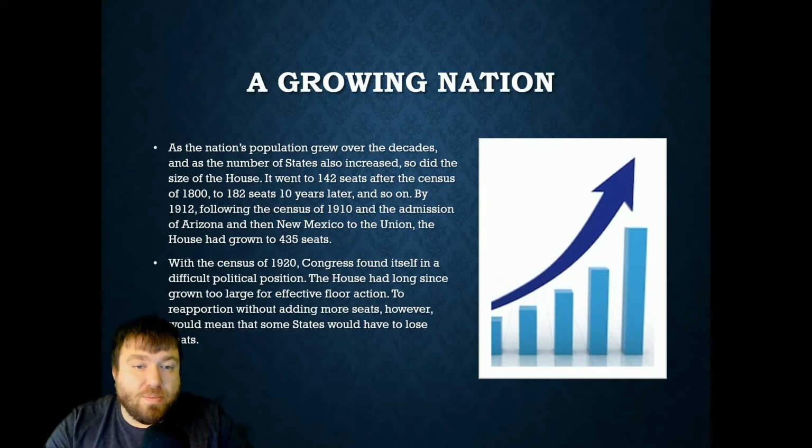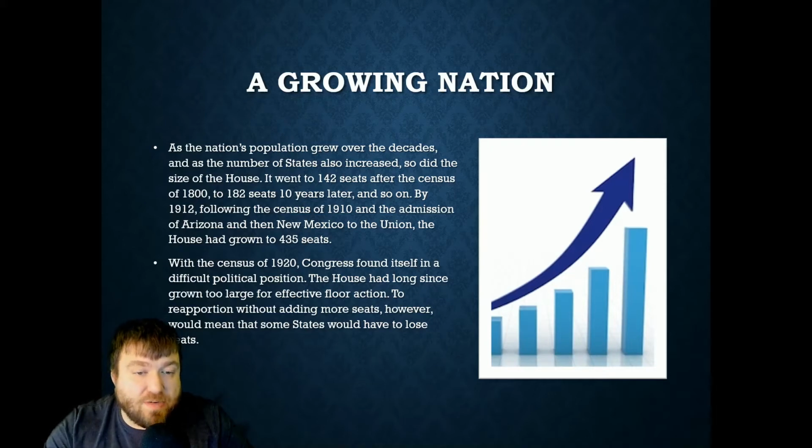A growing nation. As the nation's population grew over the decades, and as the number of states also increased, so did the size of the House. It went to 142 seats after the census of 1800, to 182 seats 10 years later, and so on. By 1912, following the census of 1910 and the admission of Arizona and then New Mexico to the Union, the House had grown to 435 seats.